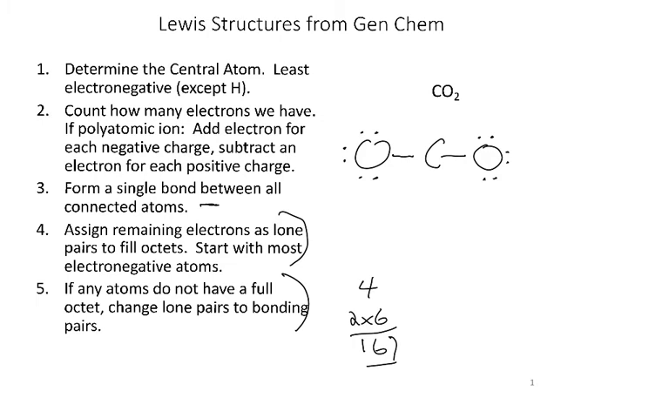And so now we check and see if any of the atoms don't have a complete octet. If they don't, then I need to change one of my lone pairs into a bonding pair. And so I can see carbon only has 4 electrons in this Lewis structure. It needs 8 to have a complete octet, so I'm going to take a lone pair from each of the oxygens and turn them into double bonds. And so now carbon has its complete octet.